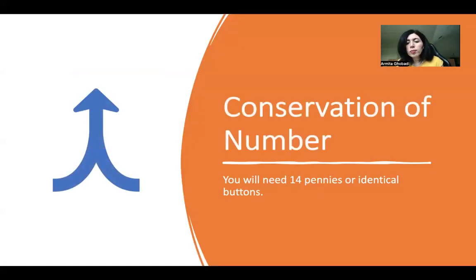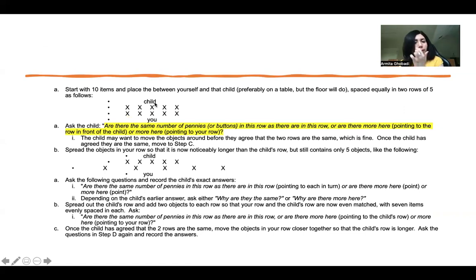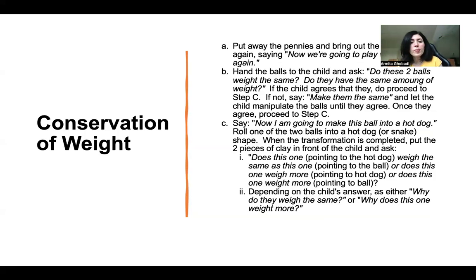For conservation of number, you're going to need 14 pennies, buttons, or coins. You arrange your pennies in front of the child and ask them whether row A is similar or identical to row B. Then you go ahead and follow the criteria that I mentioned here. Read them carefully. I don't want to take your time going through each step one by one. You need to do that by yourself.